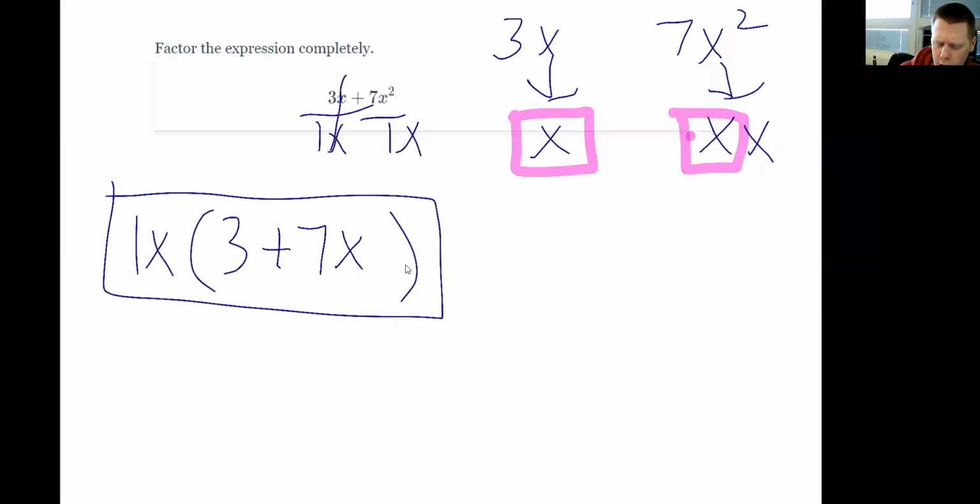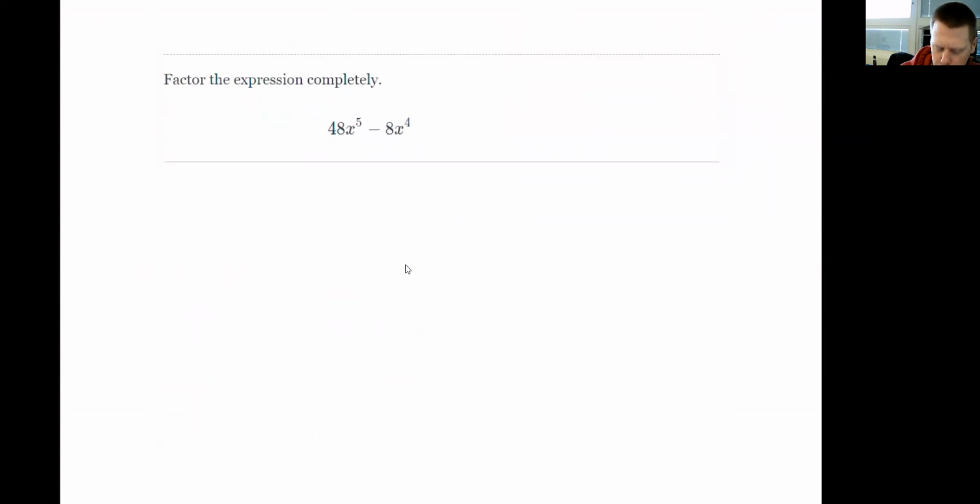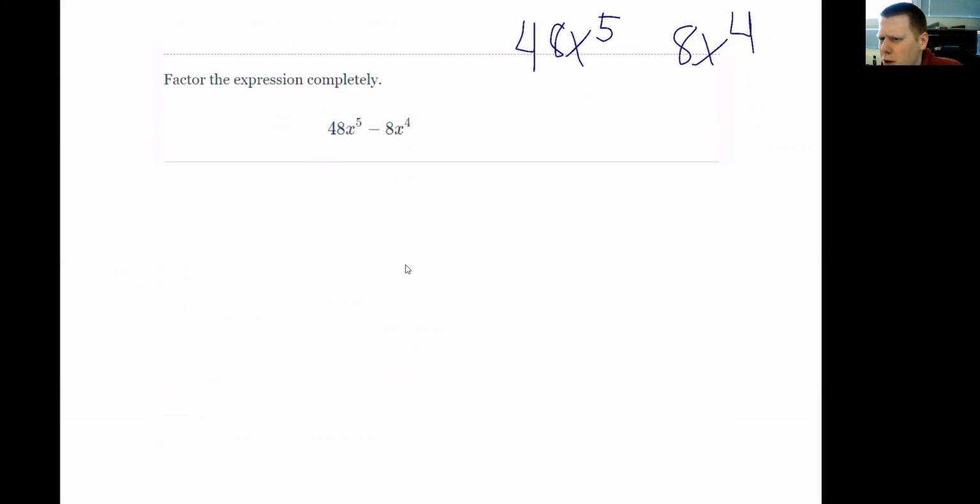Okay. This next one, we're going to be able to pull out a variable, and we're going to be able to pull out a number part. And some of you guys, like I said, you might see the biggest number that divides into both of those, it's 8. Maybe you see that. If you do, awesome. But if you don't, do a quick factor tree.